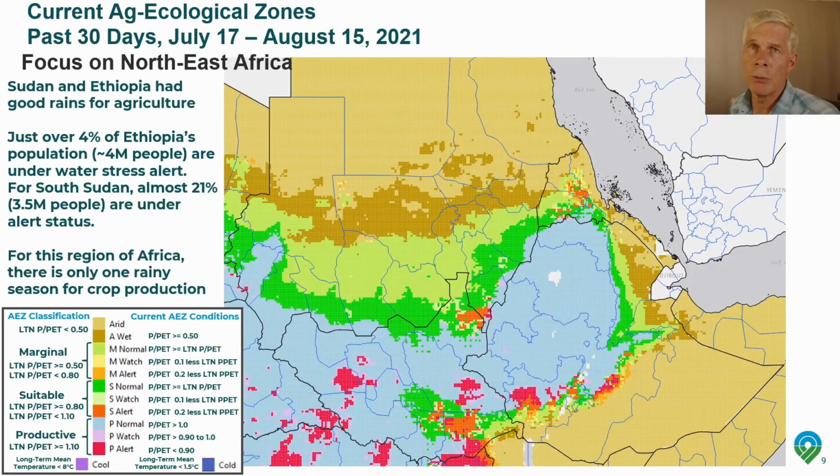We can also zoom over to the eastern part of Africa and have a look at Ethiopia and South Sudan. And here too we see that by and large production has been very good this year, with the exception of some high production zones that had below normal rainfall. This translates to impacting approximately 3.5 million people in South Sudan and 4 million people in the southern part of Ethiopia.